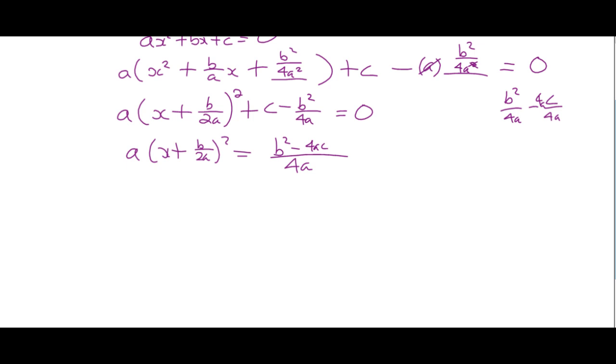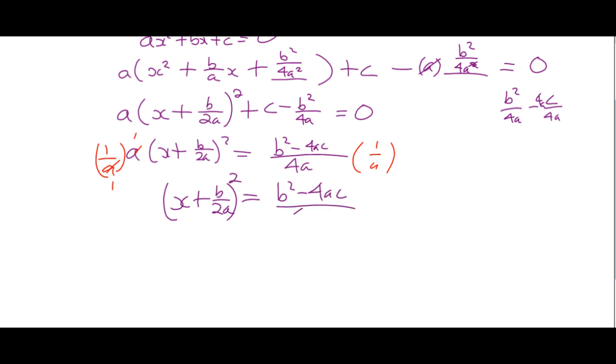Okay. Now what? Now we've got to get rid of the a. How do we get rid of the a? We would divide by a, but that's kind of awkward. So instead, we're going to multiply both sides by 1 over a, right? That'll get rid of this. Okay, so 1 over a. So we've got x plus b over 2a squared is equal to b squared minus 4ac over 4a squared. Okay, you're not going to have to do this, but it's good to see where it came from, right? Okay, now what do we do?